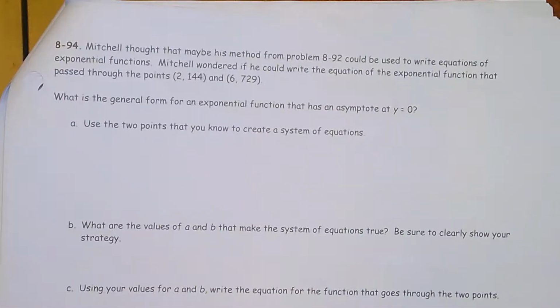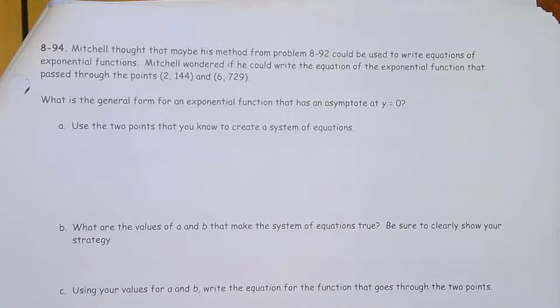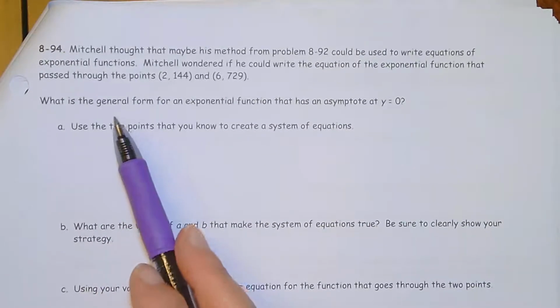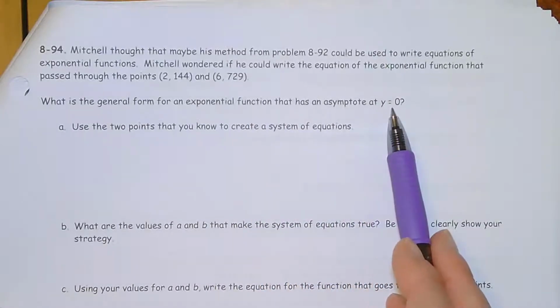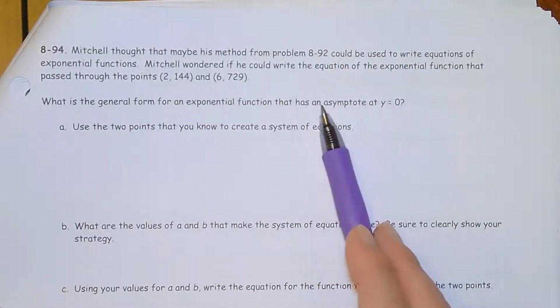This time we're going to be doing a similar idea, but it's not with a line, it's with an exponential. So it says on 8-94, Mitchell thought that maybe his method from problem 8-92 could be used to write equations of exponential functions. Mitchell wondered if he could write the equation of the exponential function that passed through the points (2, 144) and (6, 729). The first question here says, what is the general form for an exponential function that has an asymptote at y equals 0? Those are the only type that we have dealt with.